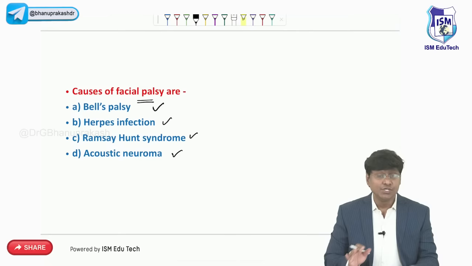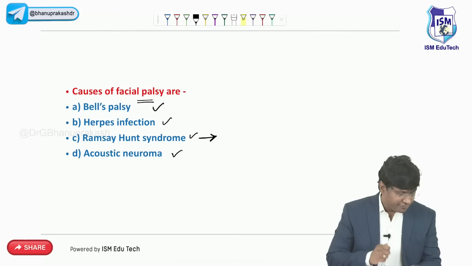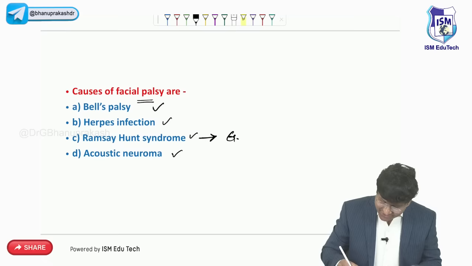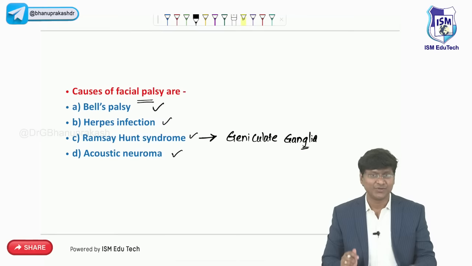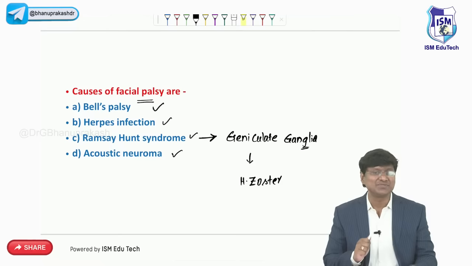Okay. And particularly you take Ramsay Hunt syndrome. Can anyone tell me which particular ganglion is affected in Ramsay Hunt syndrome? It is the geniculate ganglion. Right? It is the geniculate ganglion which is affected in case of Ramsay Hunt syndrome. It is the herpes zoster infection of the geniculate ganglion. That is what is called Ramsay Hunt syndrome.